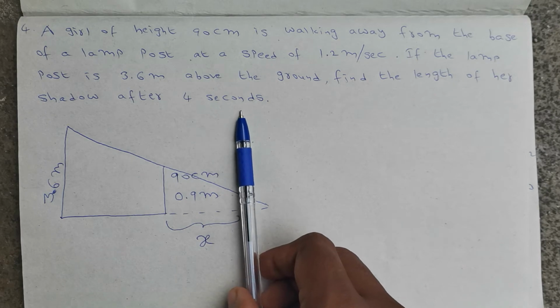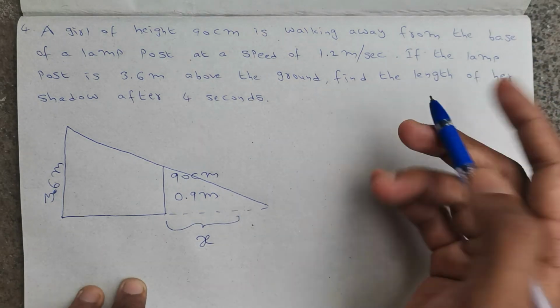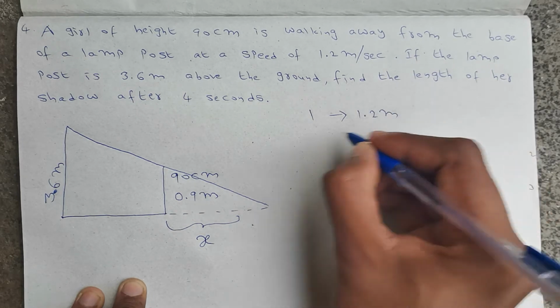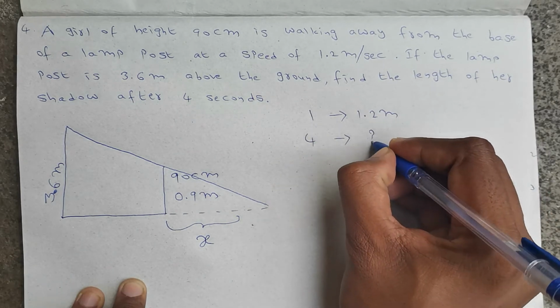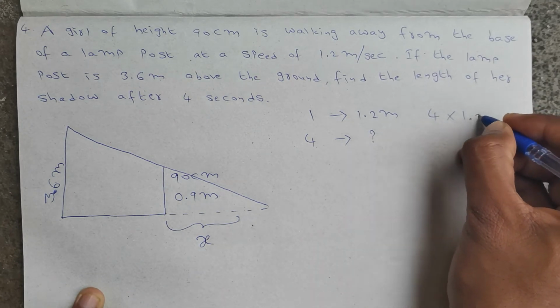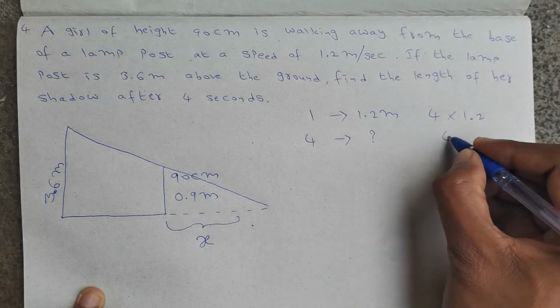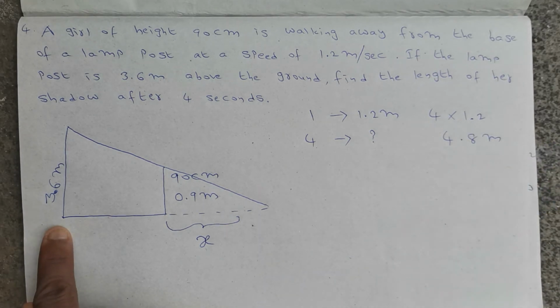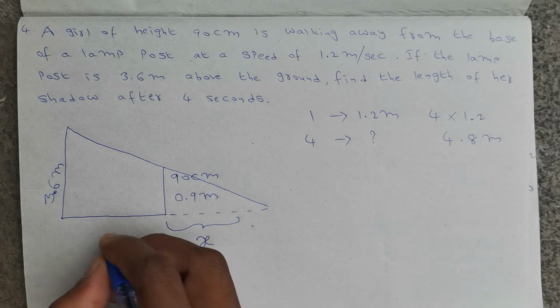In 4 seconds, how much has she traveled? In 1 second, she is traveling 1.2 meters. Then in 4 seconds, how much did she walk? Simply multiply 4 into 1.2. That is nothing but 4.8 meters. So, from the base of the lamp post, she walked 4.8 meters.